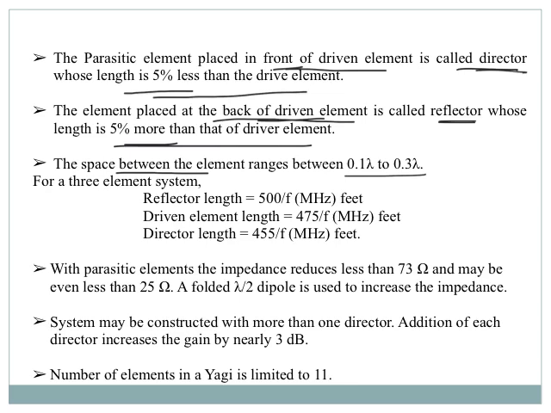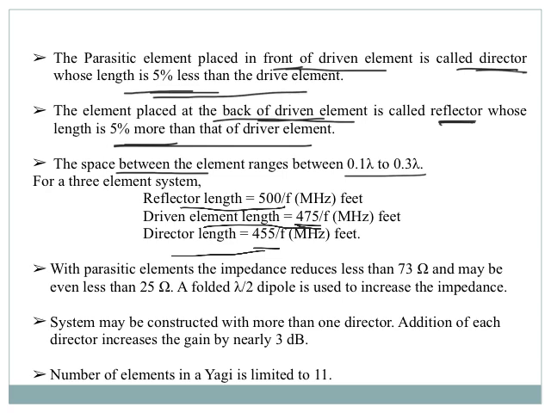Now coming to the length of each, the reflector length is 500, the driven element length is 475, and the director length is 455. As I just told about the length which has to be maintained for the director and the reflector, the director should be having the length 5% less than the driven element. So, if the driven element is 475, the director length will be 455. Similarly, when we talk about reflector, it is having a length 5% more than that of the driven element. That is why, since the driven element length is 475, this reflector length is 500.